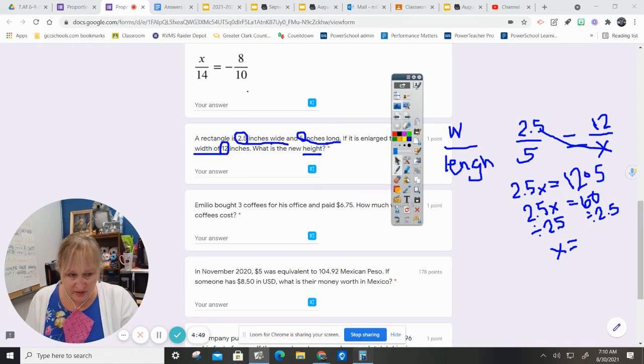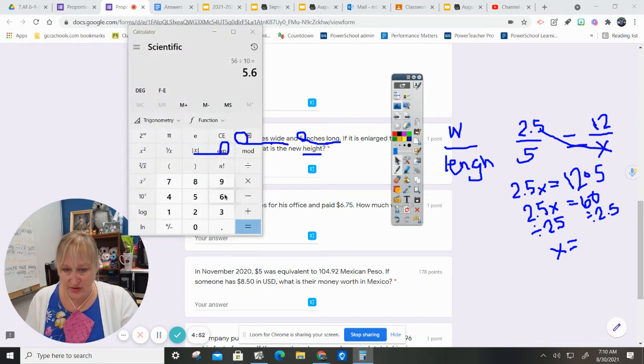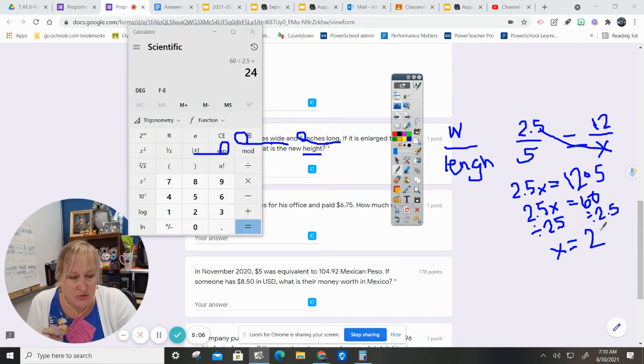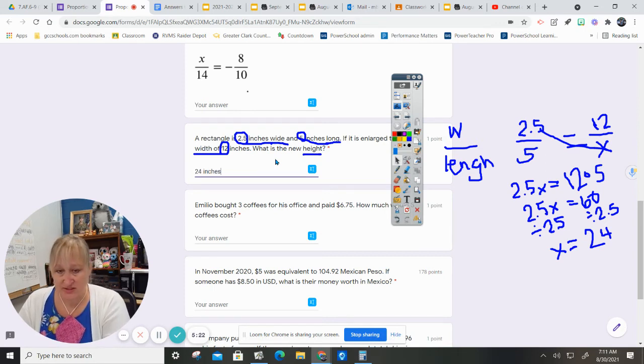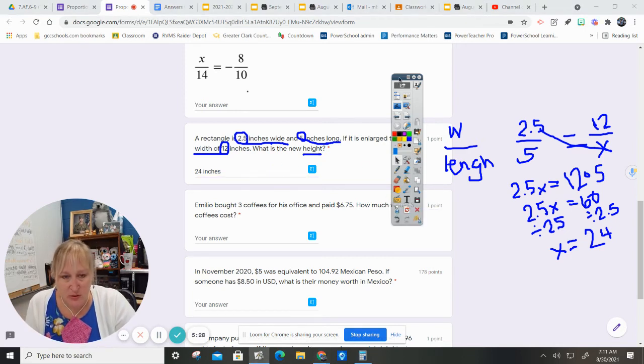And I'll use my calculator to do clear. 60, let's try again, clear. 60 divided by 2.5 equals 24. So x equals 24. I want to double check and make sure that it does not want us to type any inches or anything like that. So it does want me to properly label. So it is 24 inches. Okay. Perfect. Now we're going to try the next one.